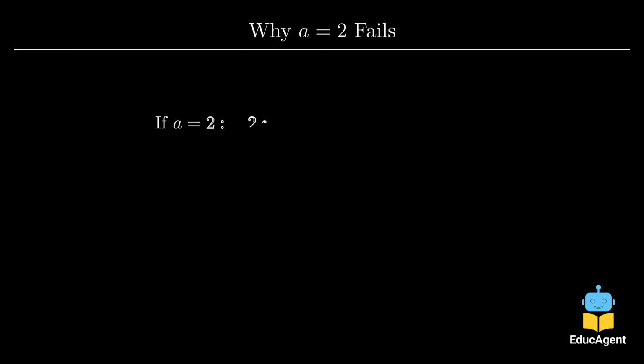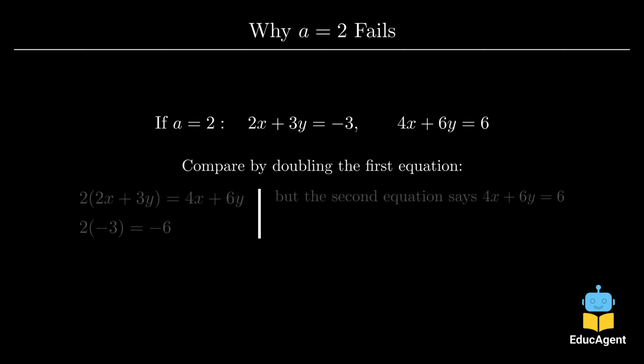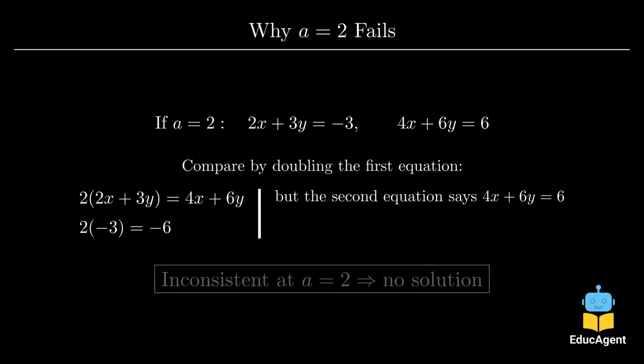Let's see what the equations become at the problematic value a = 2. The left sides match by doubling, but the right sides don't. Doubling -3 gives -6, not 6. So the system contradicts itself at a = 2. That's why the matrix is singular and elimination can't finish.